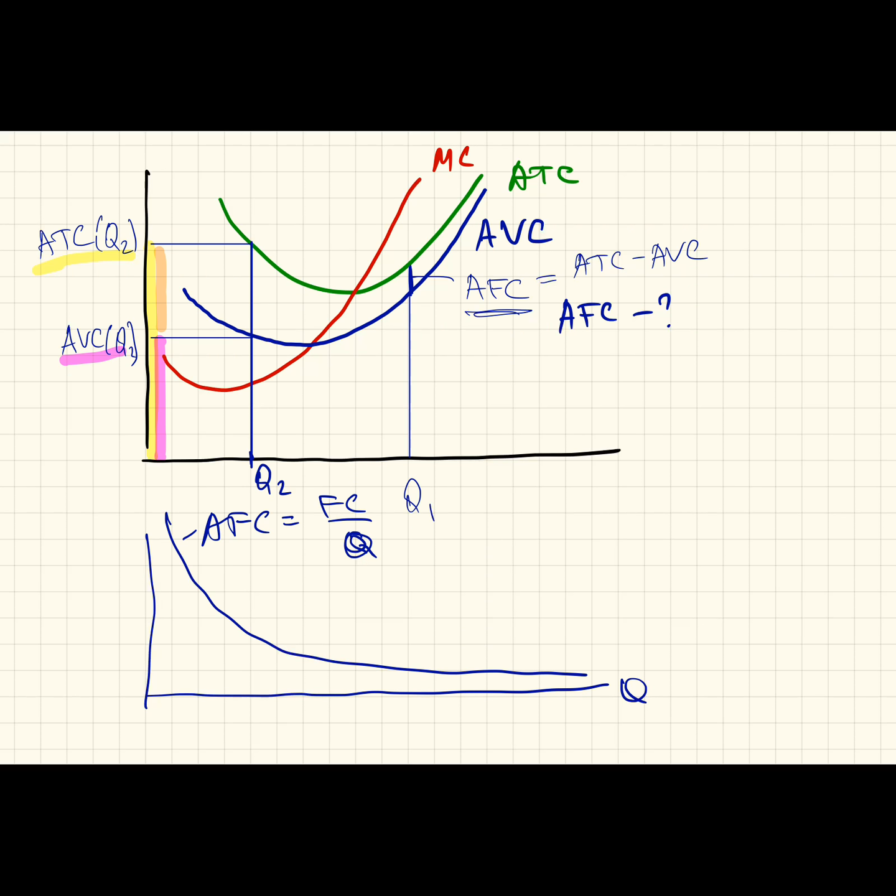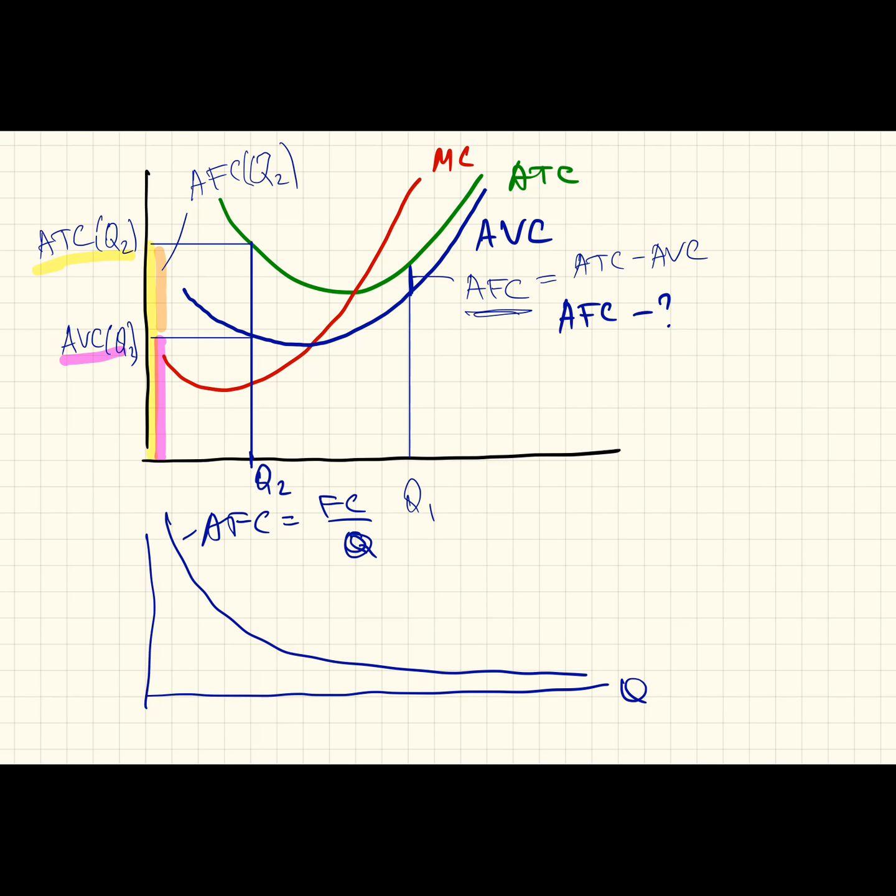So you see it's actually different because AFC is getting smaller as you're increasing your output. Because Q2 is not as large as Q1, AFC here is fairly large. So this is AFC at Q2.